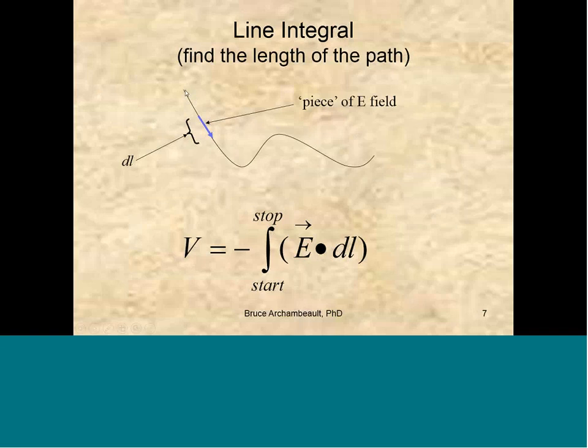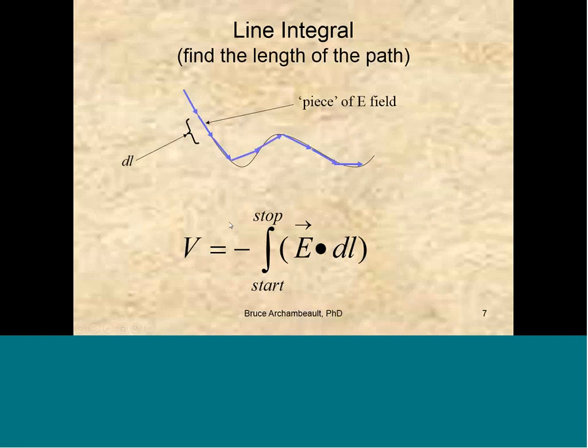If I wanted to know what the voltage is from the upper left of this line to the lower right of the line, I could take a straight cut right across there, or I could take this meandering curve that I've shown you. It doesn't matter for this equation. As long as I end and start and stop where I'm supposed to, I'm going to get the same answer. And I'm just going to take the electric field along this line and multiply it by that piece of position.